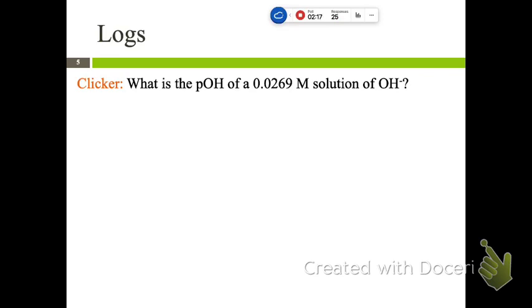How are y'all doing? How did you answer this one? Well, log of that. So what is this value? This is the pOH. There you go. So label that. And then the next steps, I think you were answering the next question. Great.